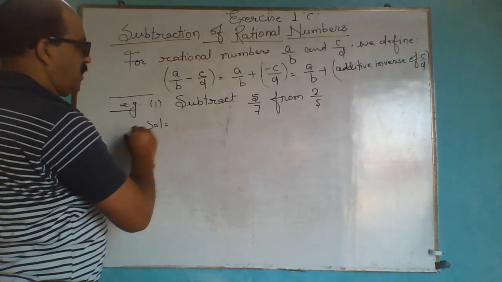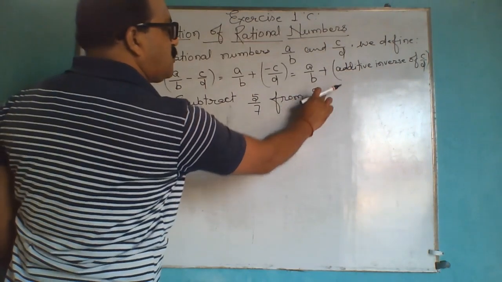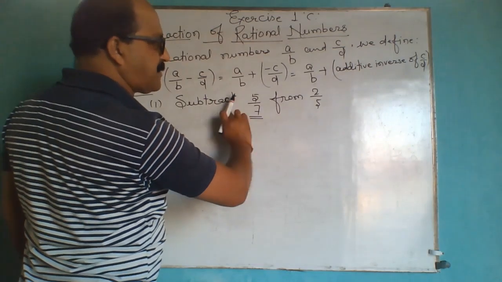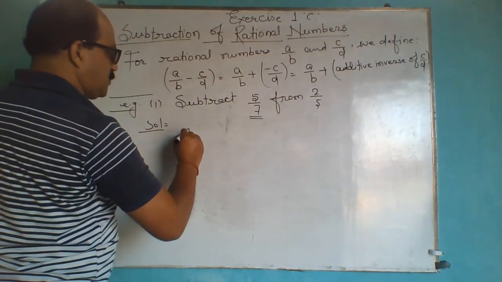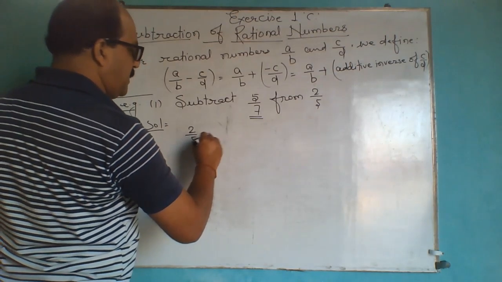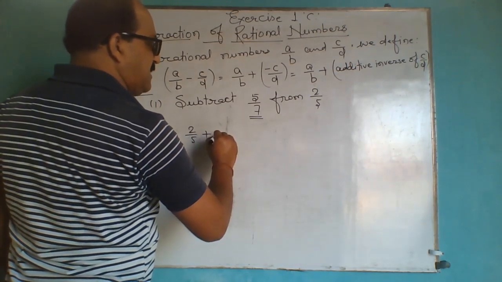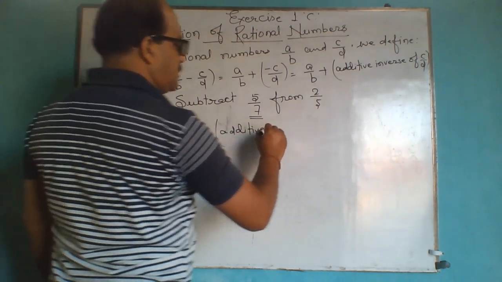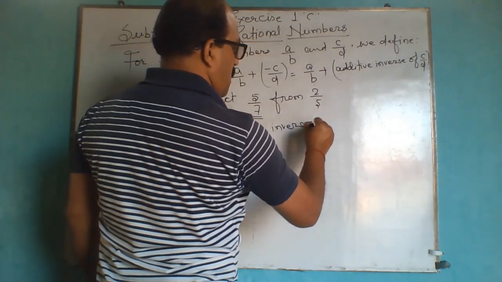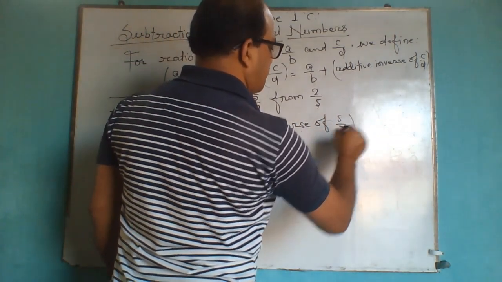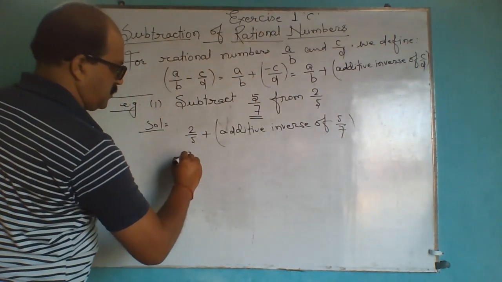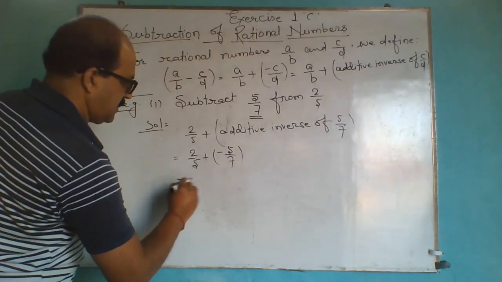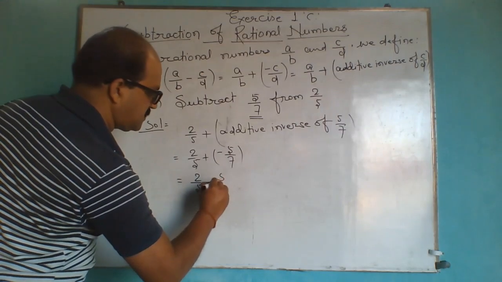Try to solve. Subtract 5 by 7 from 2 by 5. Here, which one is subtracted? 5 by 7 is subtracted from 2 by 5. So, 2 by 5 will be written first plus the additive inverse of 5 by 7. 2 by 5 plus minus 5 by 7. 2 by 5 minus 5 by 7.